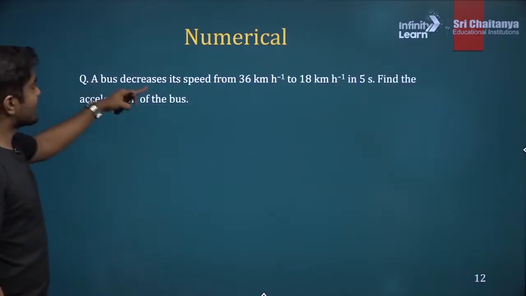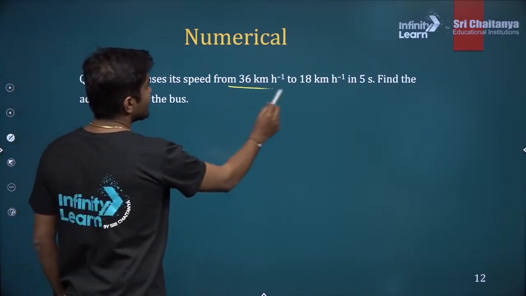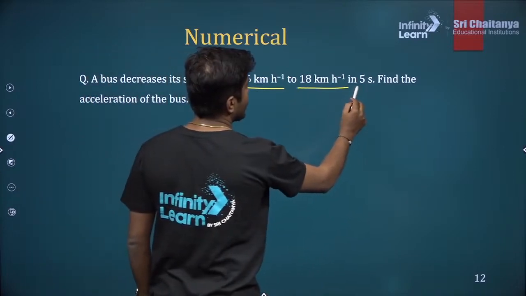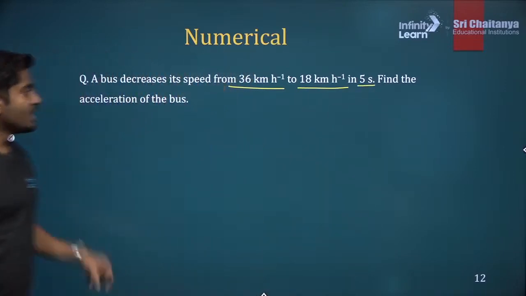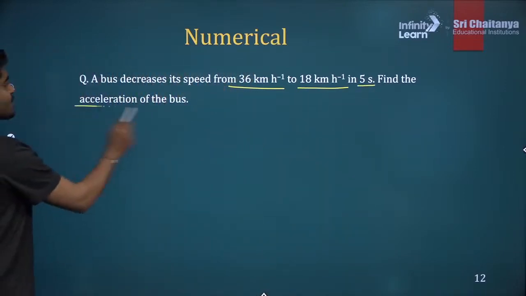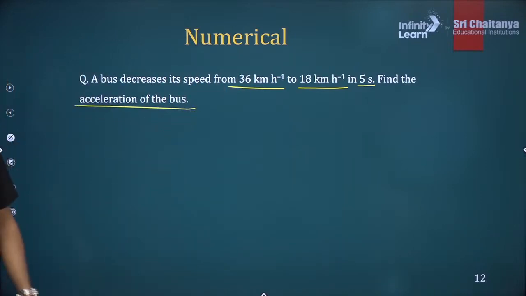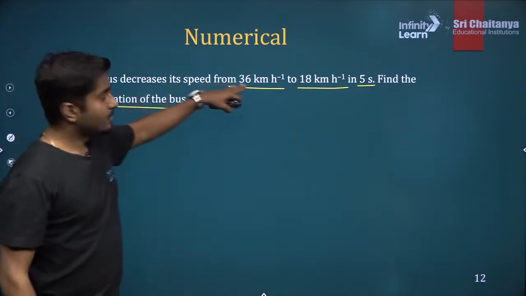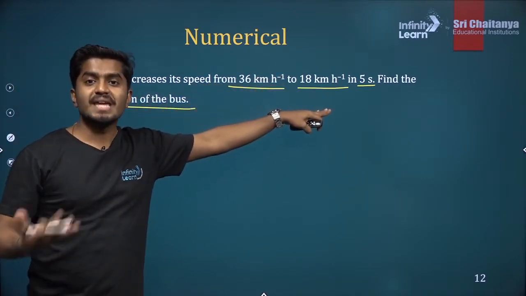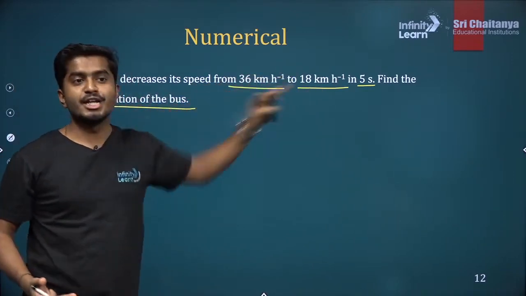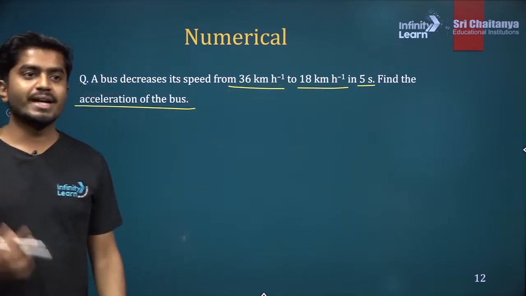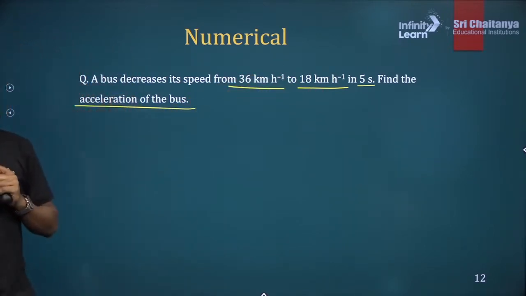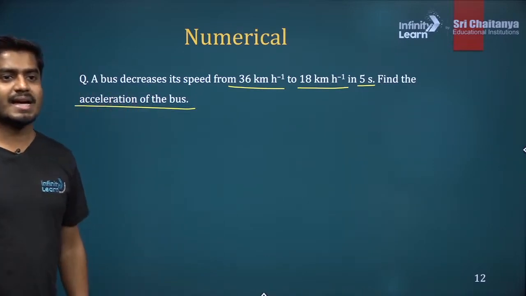A bus decreases speed from 36 kilometers per hour to 18 kilometers per hour in 5 seconds. So find the acceleration of the bus. How will you find the acceleration of the bus? There is a change in the speed. The speed has reduced. So you have to calculate the acceleration. Yes, nice beta, correct.